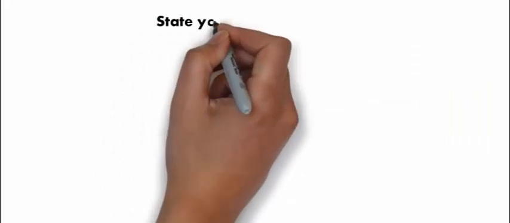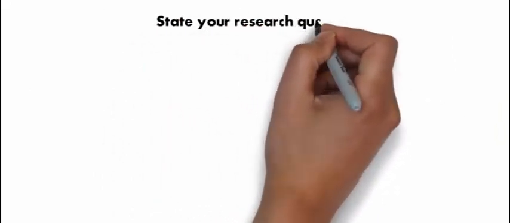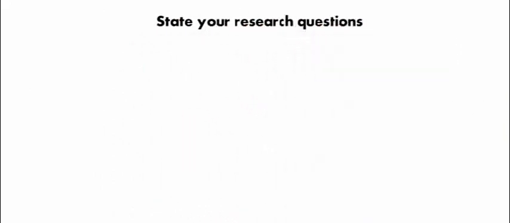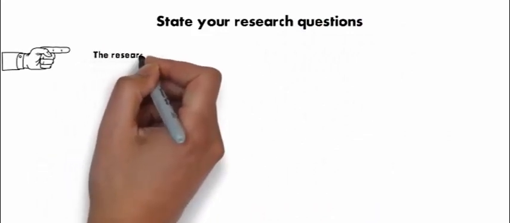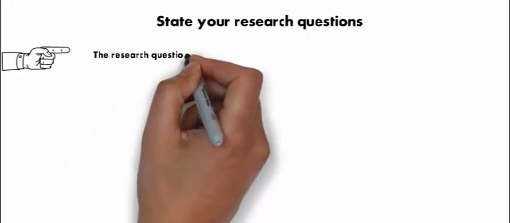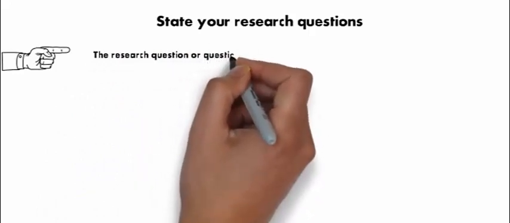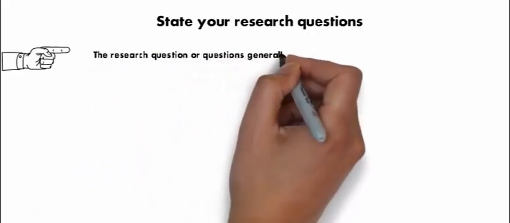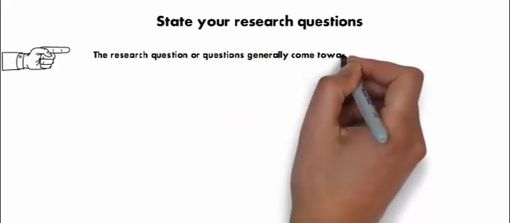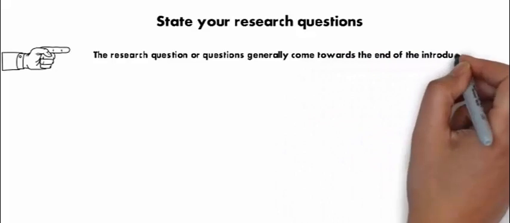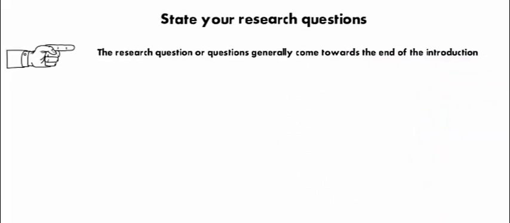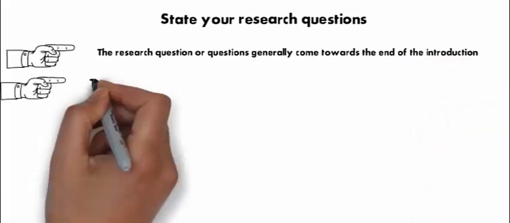Part 3. Specifying your research questions and hypotheses. State your research questions. Once you have indicated where your research sits in the field and the general rationale for your paper, you can specify the research questions the paper addresses. The literature review and rationale frames your research and introduces your research question.